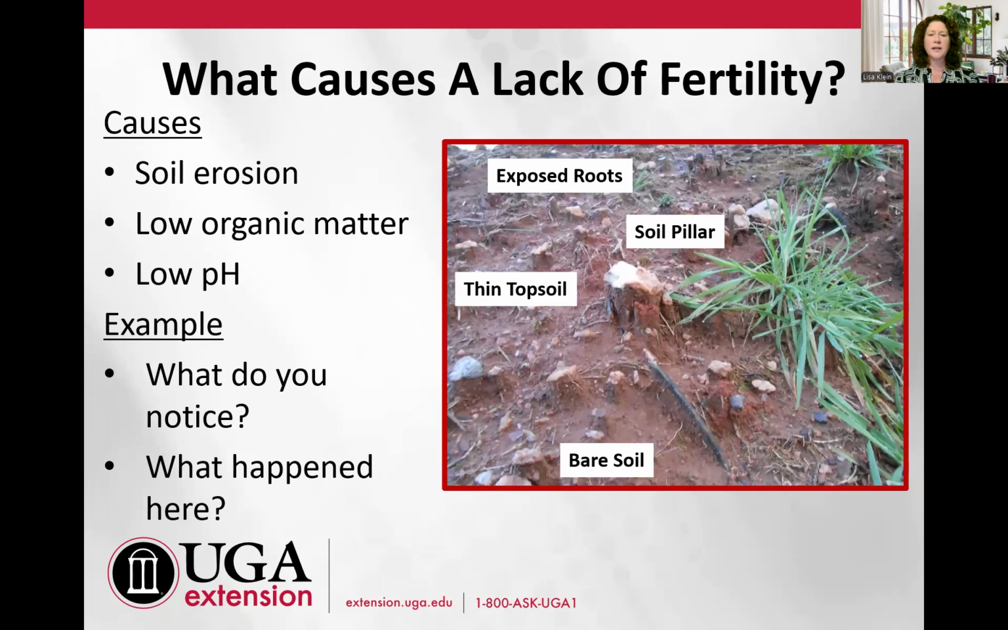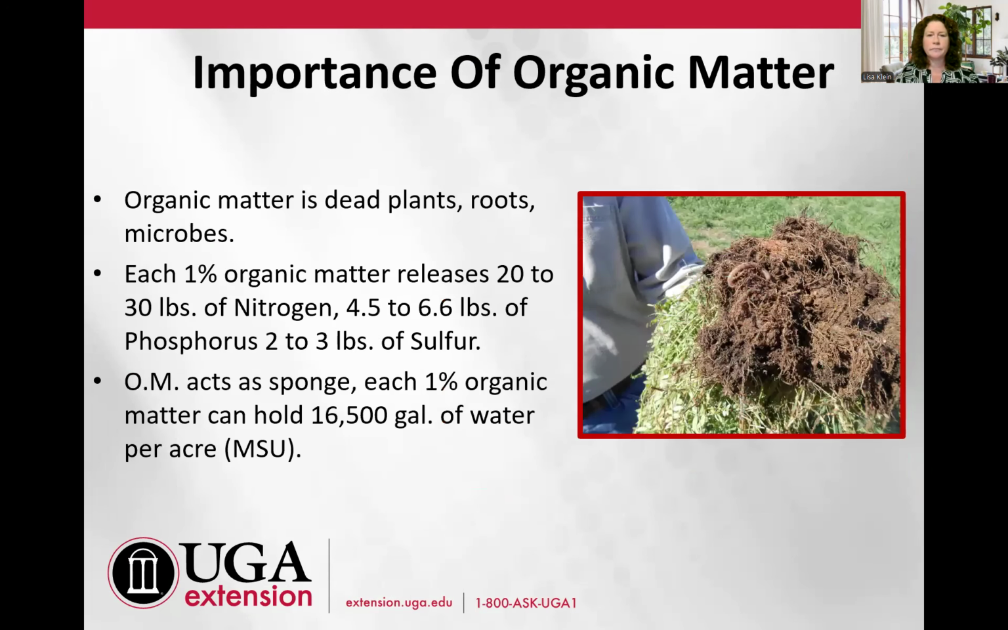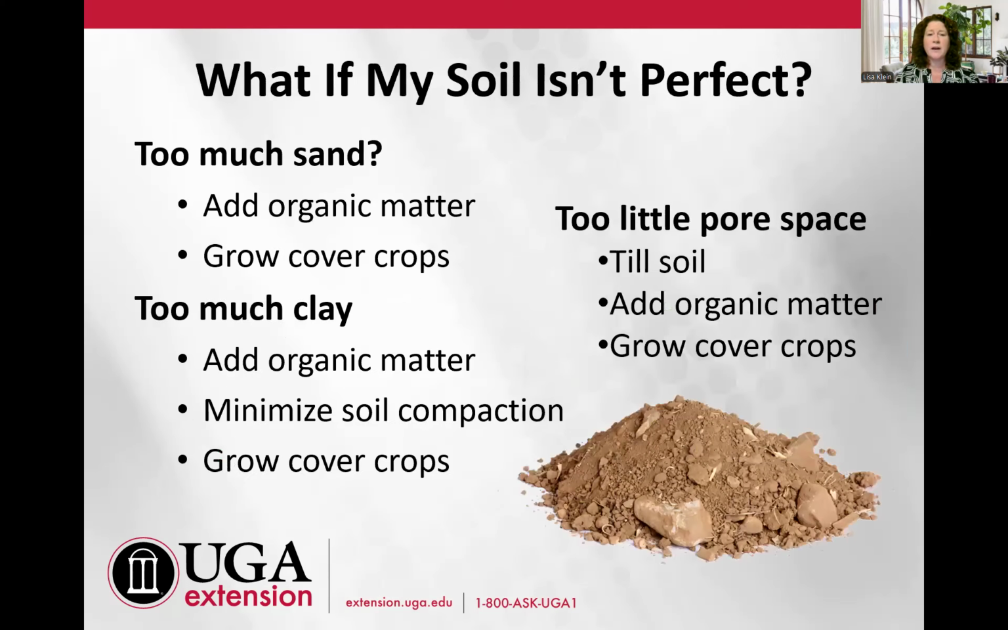And soil erosion, here's basically some of the stuff that I talked about. I'm going to speed up a little bit here. But this is what causes a lack of fertility. Importance of organic matter, again, that's going to hold all that water and the good stuff in there. So you definitely want that. Too much sand, add in some organic matter, grow some cover crops. These are some things you can do.